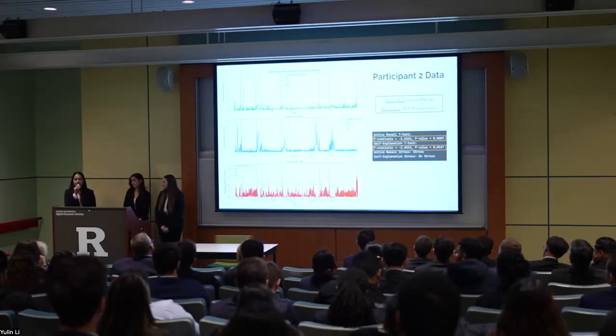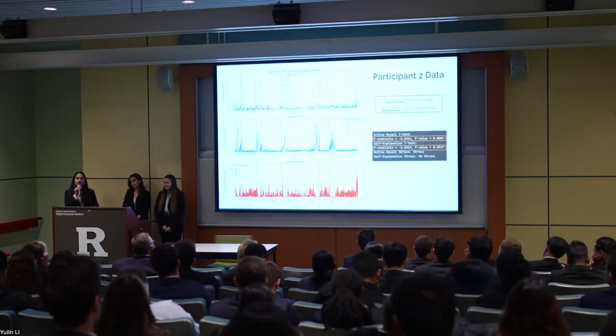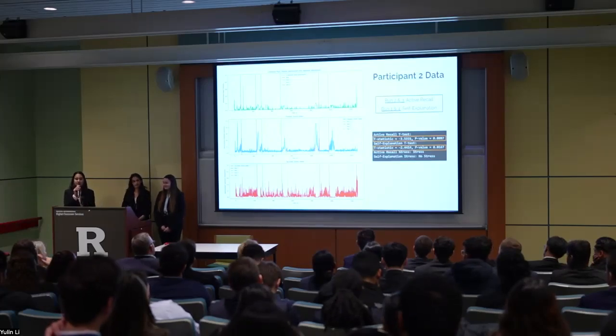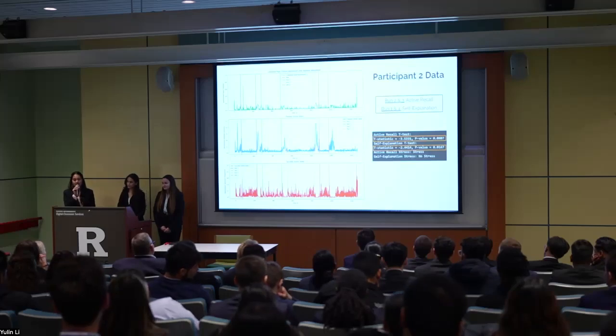So these are the results from participant 2's data. On the graphs on the left are the 3 different eye tracking variables, and in between the same colored bars represent each run. So for example, on the top graph, in between both the purple bars is the first run, and then any peaks in the graph represent high stress. So for this participant, runs 2 and 3 represented active recall, and runs 1 and 4 were self-explanation.